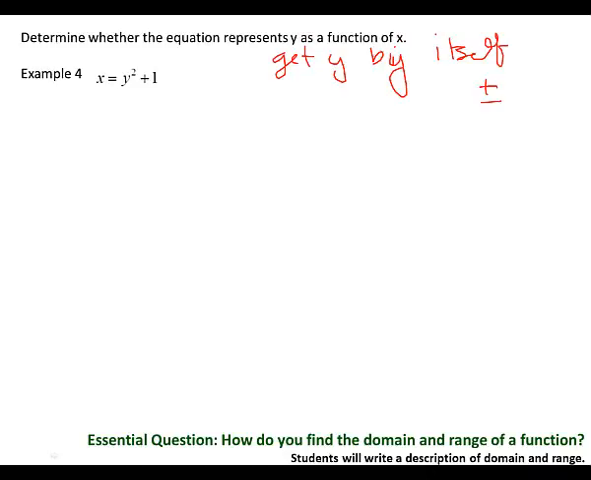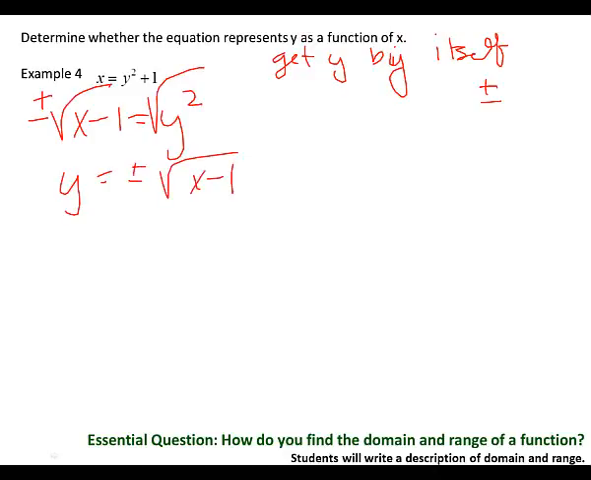Okay, so I am going to do what to get that 1 to the other side? Subtract it. Okay, how do I undo this squared? Square root it. Whenever I undo a squared, I have to put a plus or a minus. So because I have the plus or a minus, is that a function? No, that one is not a function.